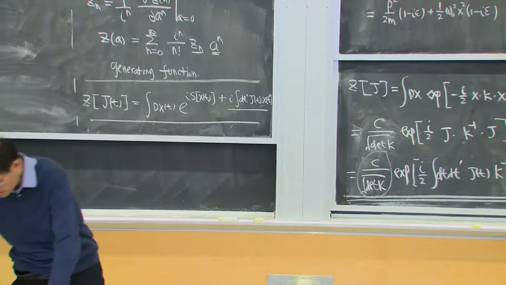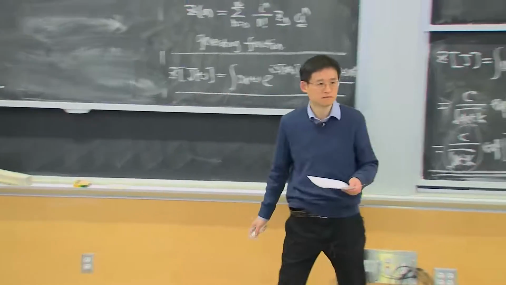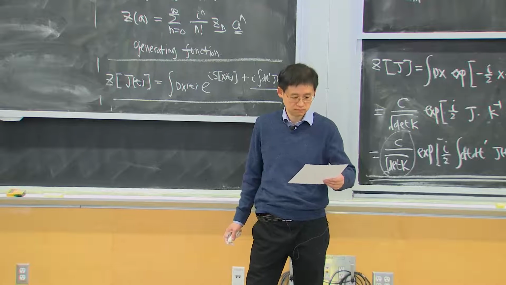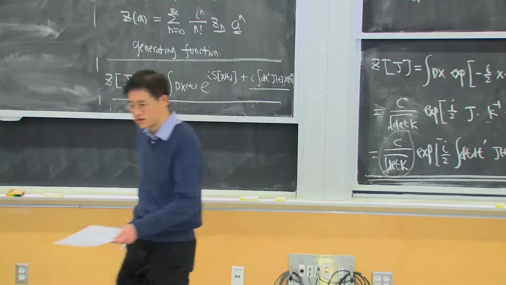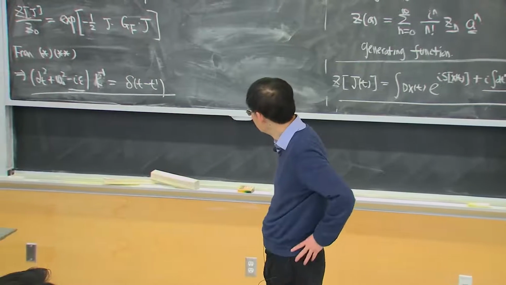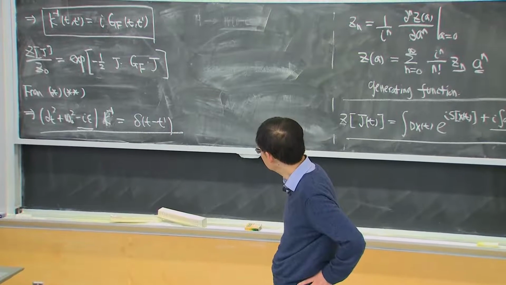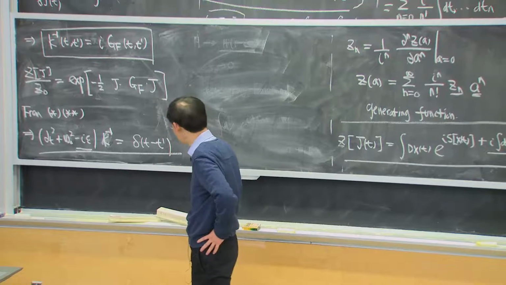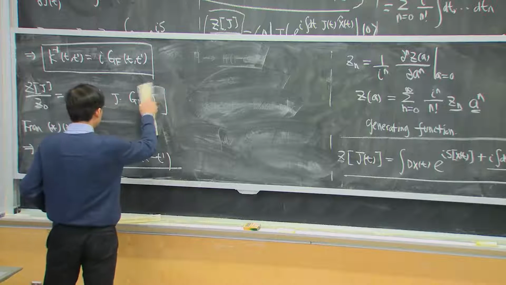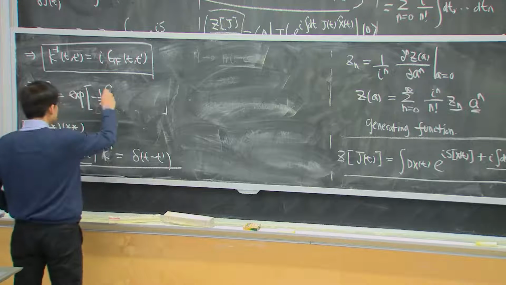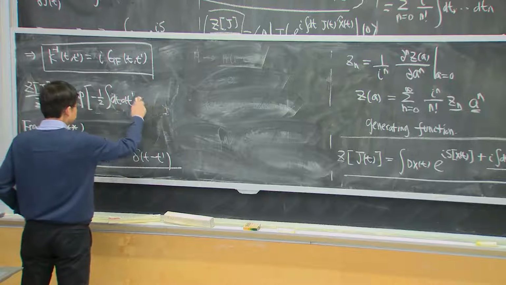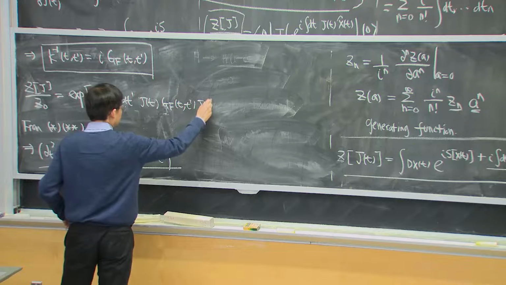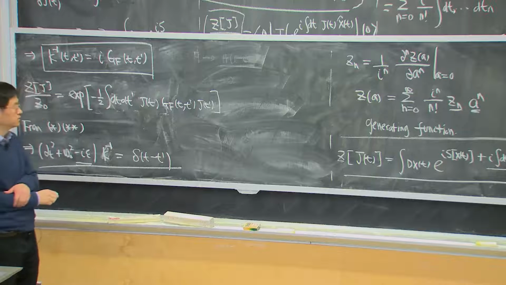Any questions on this? Yes. So in that expression right there, if J is a function, do you just integrate over t and t prime? The exponential of negative half J dot G. Oh, you mean this expansion? Yeah. So if I write it explicitly, since this is a very important equation, you just have the integral dt dt prime, J(t) G_F(t, t prime) J(t prime). Yeah, good.